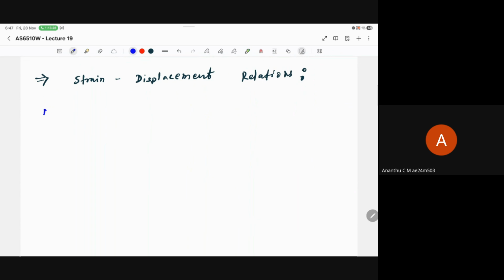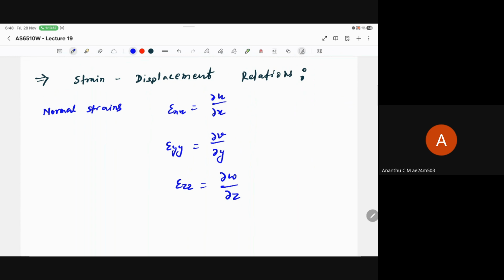So first we'll talk about normal strains. Normal strain epsilon xx, strain in x direction, is simply whatever displacement there is, u in x direction, differentiation of that with respect to x. And similarly, normal strain in y direction is del v upon del y, and epsilon zz is del w upon del z.